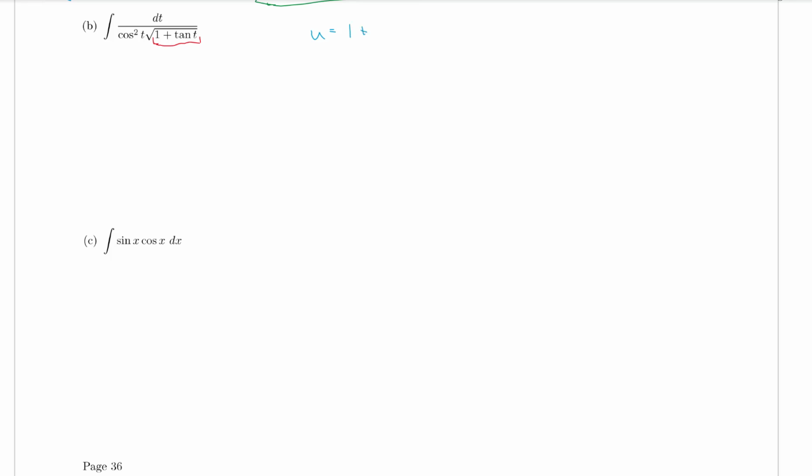So we're going to have u is equal to 1 plus tangent of t. Now if I take the derivative here, du is equal to secant squared of t dt, or du over secant squared t is equal to dt. Now I don't see any secant squareds in the problem, but notice that I do have a 1 over cosine squared right here. So I can rewrite this as the integral of secant squared of t dt all over the square root of 1 plus tangent of t.